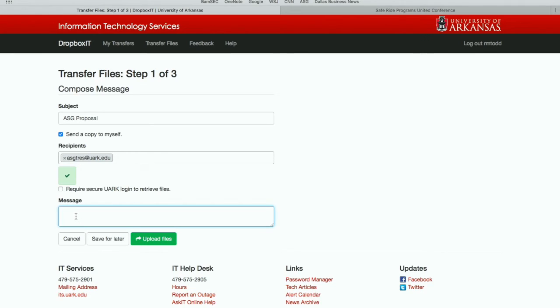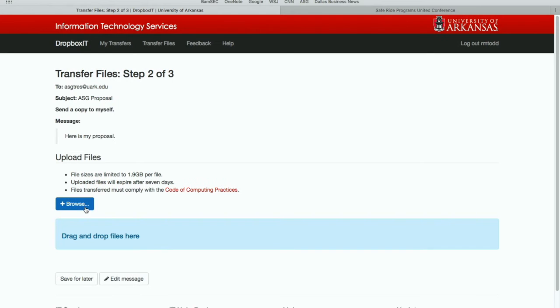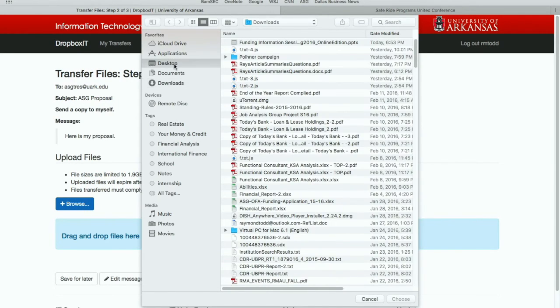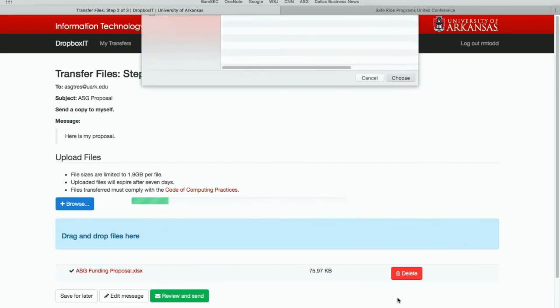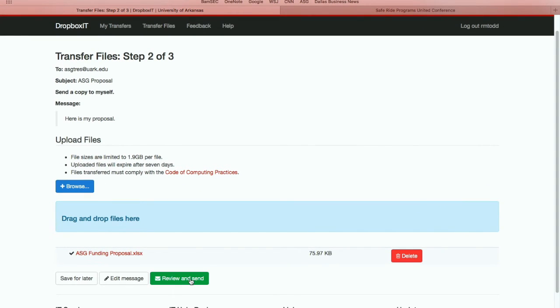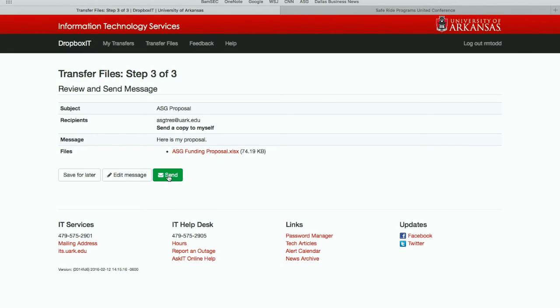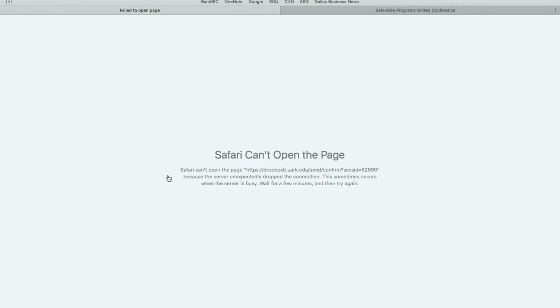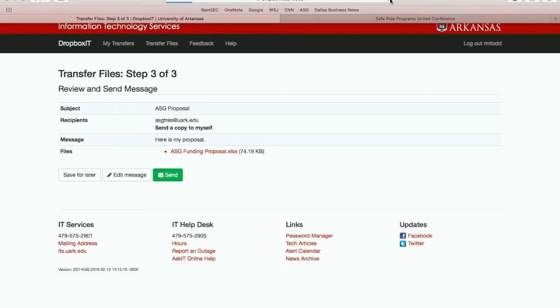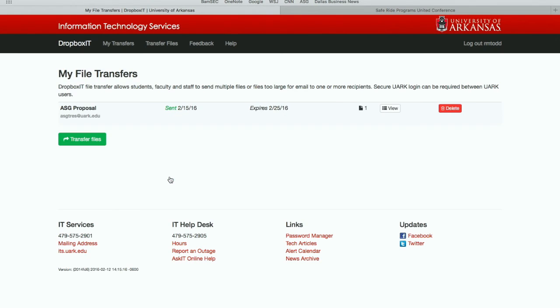And so here is my proposal. Not necessary, but hey. And then all you have to do is upload file. Browse. I saved it on my desktop, and there it is. Review and send. Send. There we go. So it expires 2/25, and I should receive an email here pretty soon with the budget.